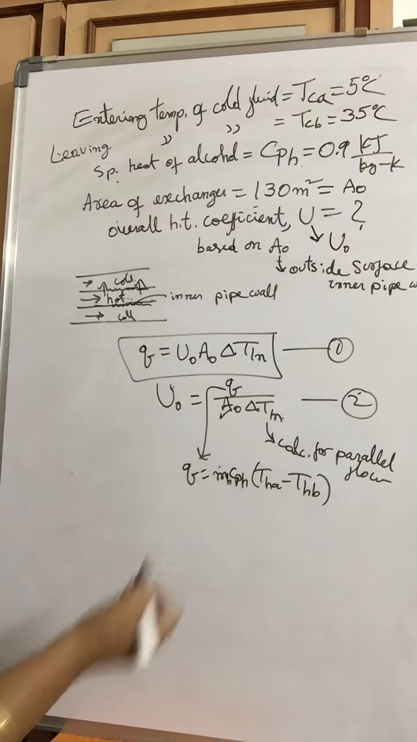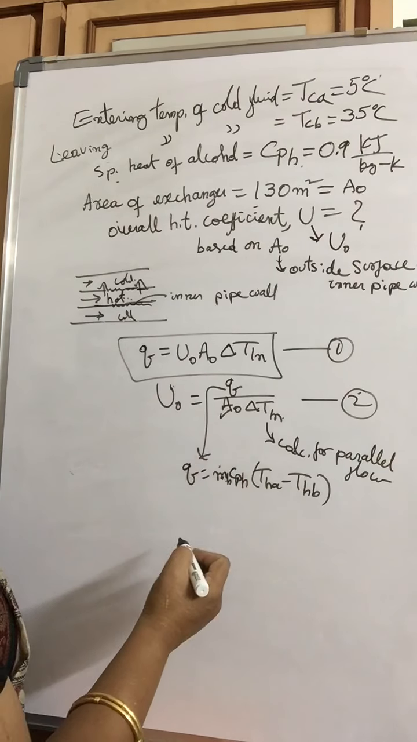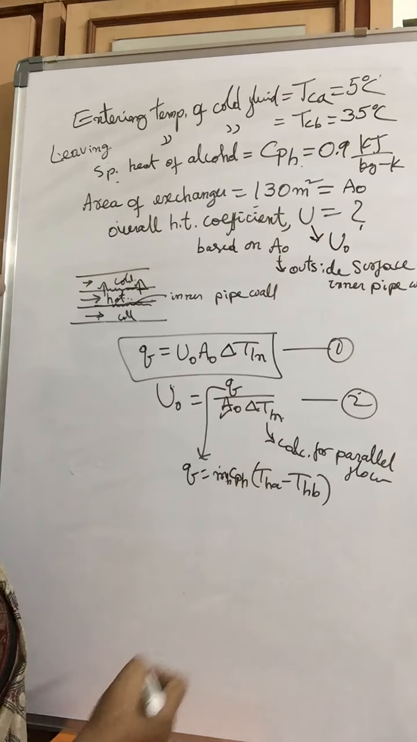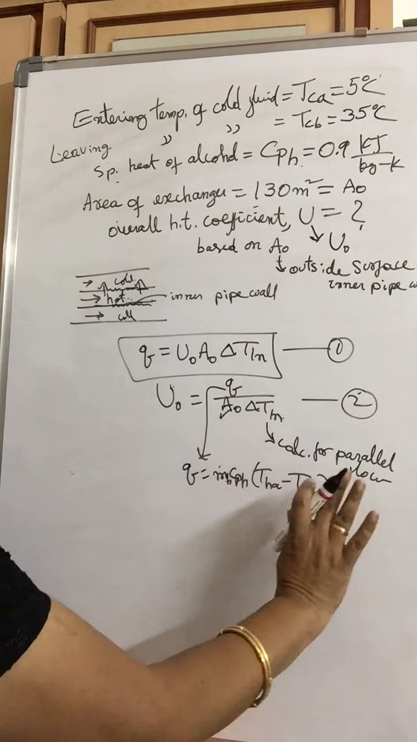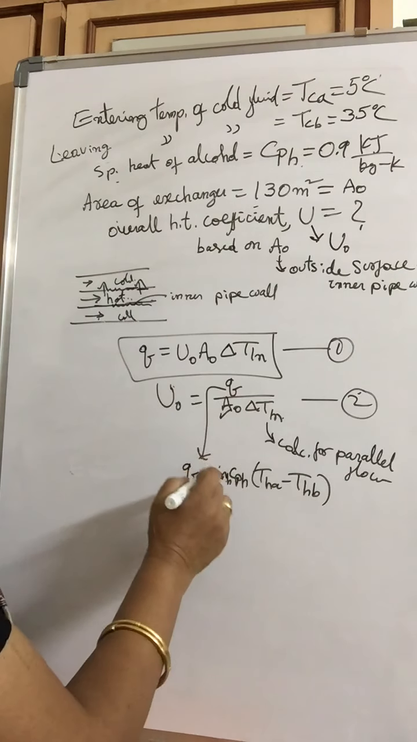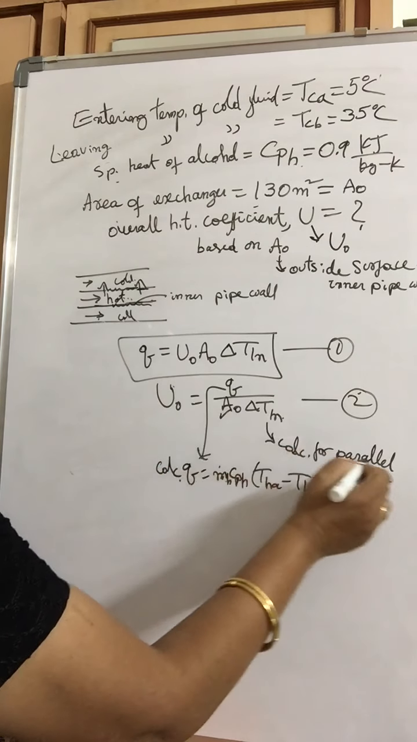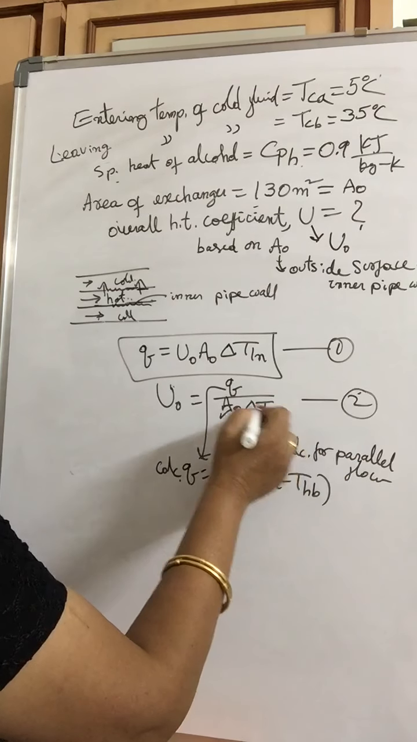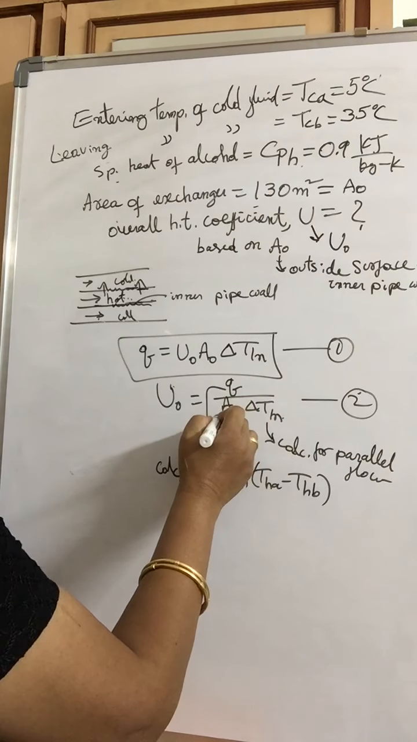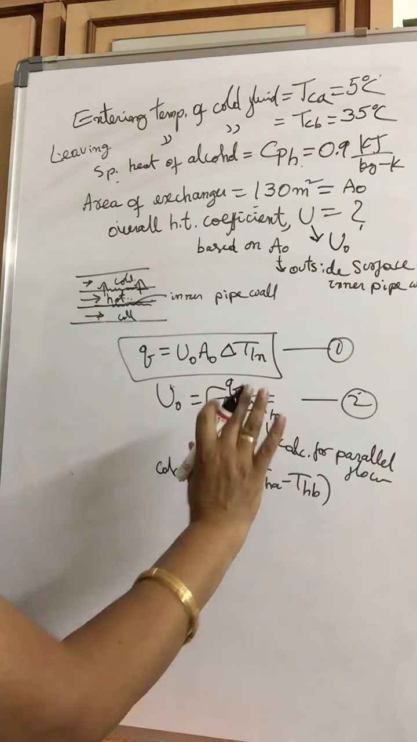M C P delta T for the hot fluid. M dot H is given in the problem. CPH is given in the problem. THA, THB all are given in the problem. So calculate Q using this. Calculate LMTD for parallel flow. A naught is given here. So then you can calculate U naught. This is how we plan the problem.